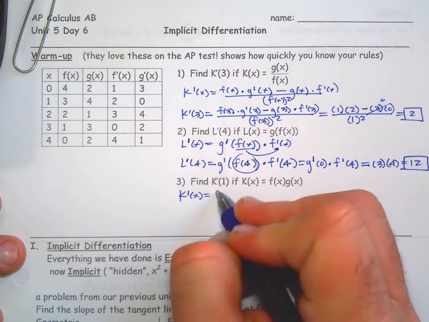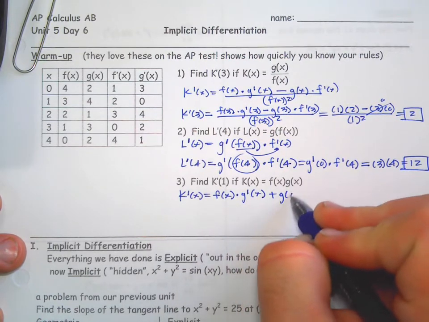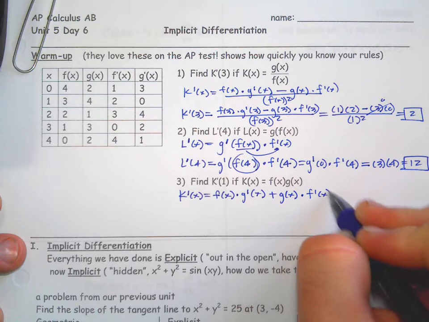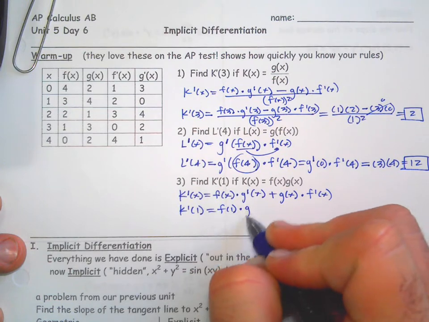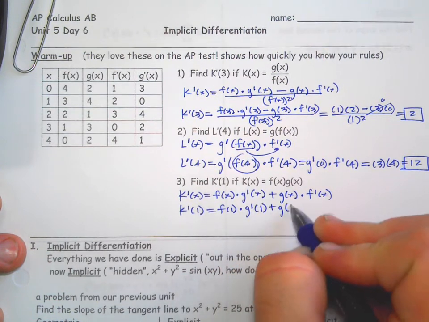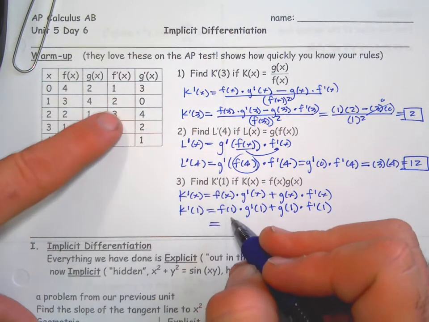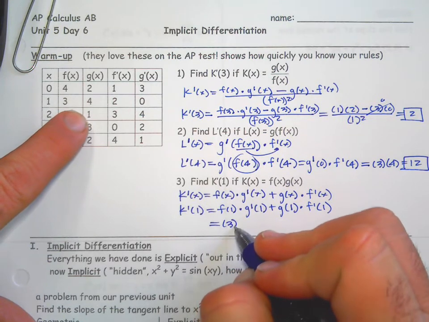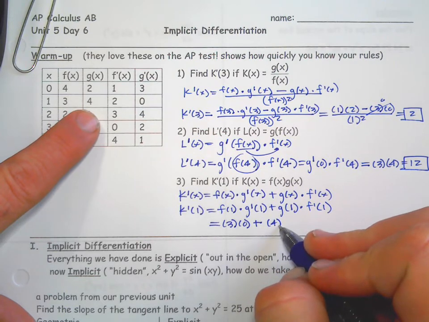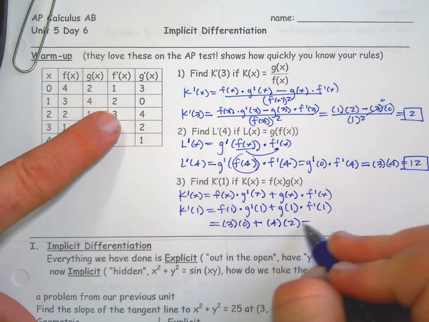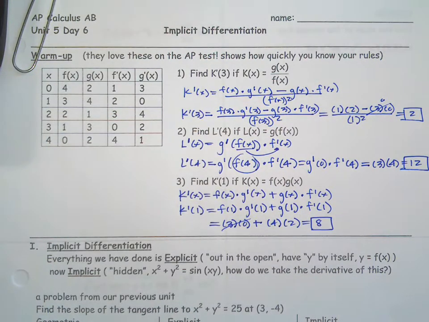K prime equals f of x times g prime of x plus g of x times f prime of x. So we're going to plug 1 in. And then we're going to look the values up. So f of 1 is 3. G prime of 1 is 0. G of 1 is 4. F prime of 1 is 2. So the answer is 8. There you go. Not too bad.